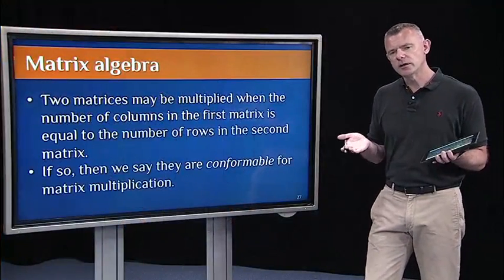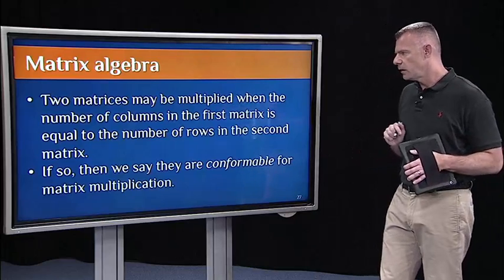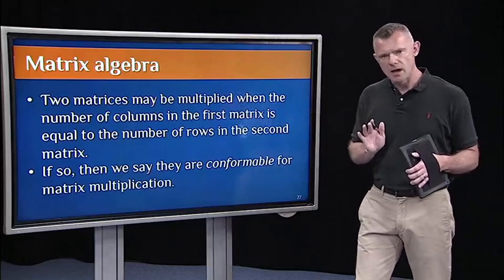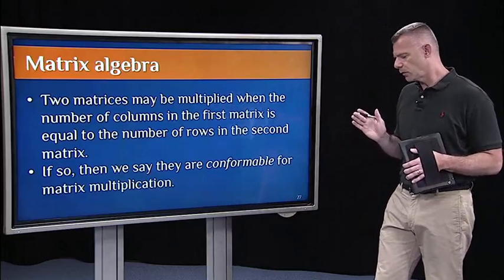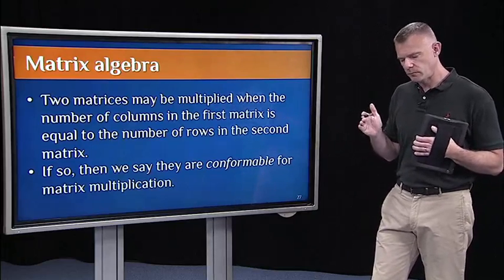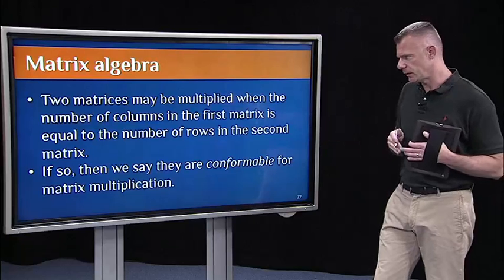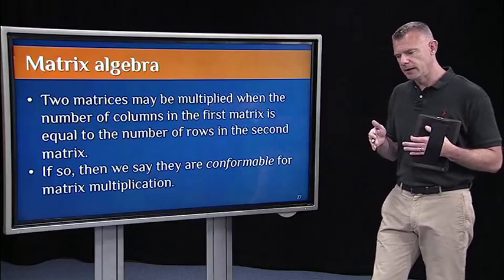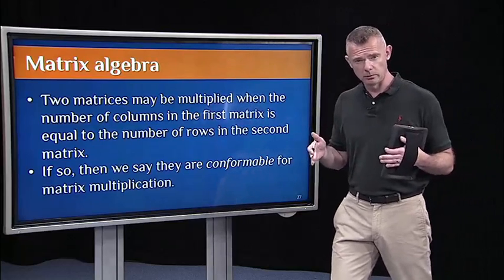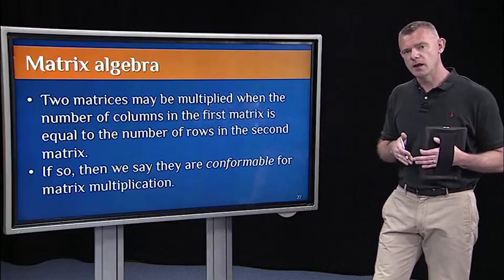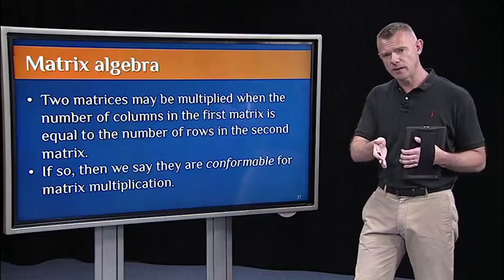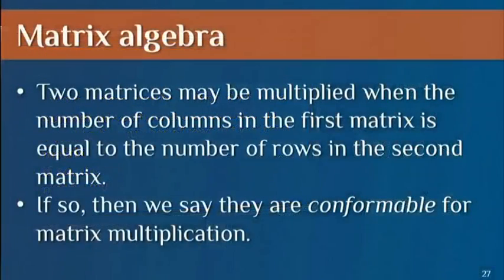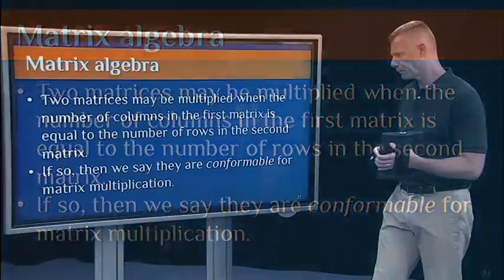Matrix multiplication is a little bit trickier, but again, not too difficult. The one thing to know and remember as we're going through these calculations is that two matrices can only be multiplied if they're what's called conformable. And what that means is the number of columns in the first matrix must be equal to the number of rows in the second matrix. That's what it means for two matrices to be conformable.